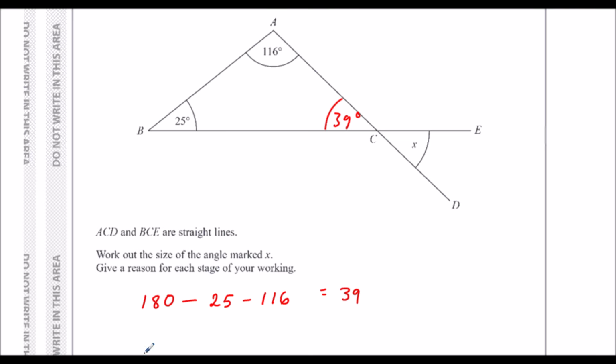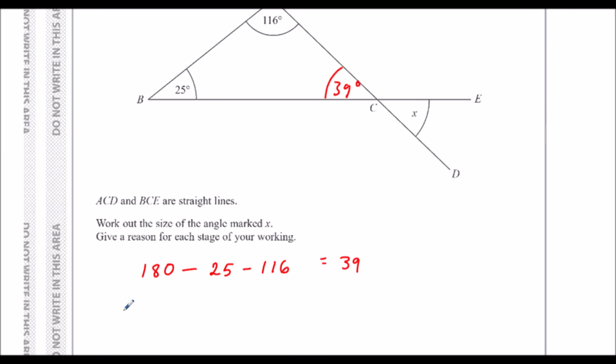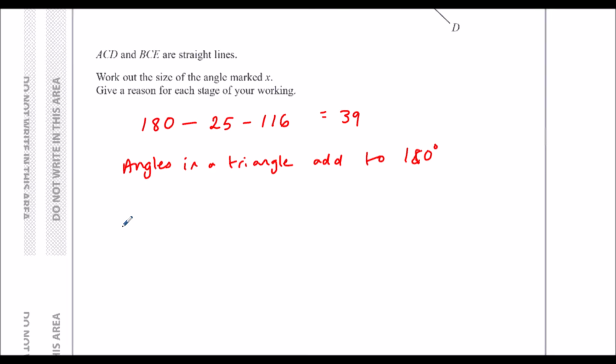We have to give a reason. So the reason is angles in a triangle add to 180 degrees. And then we can work out X, because x is equal to this 39 degrees angle. They're opposite angles. So x is 39 degrees. And the reason is opposite angles are equal.